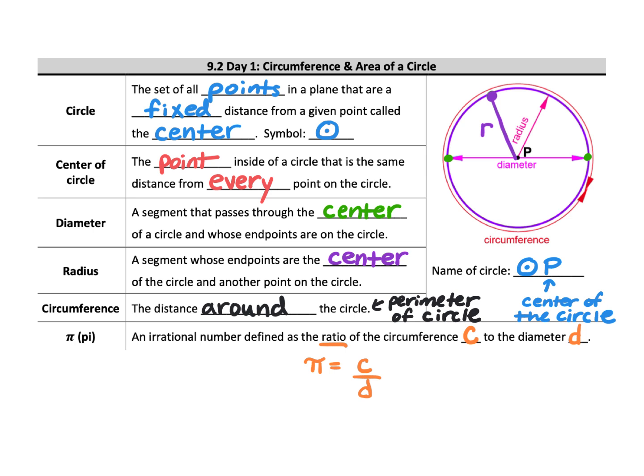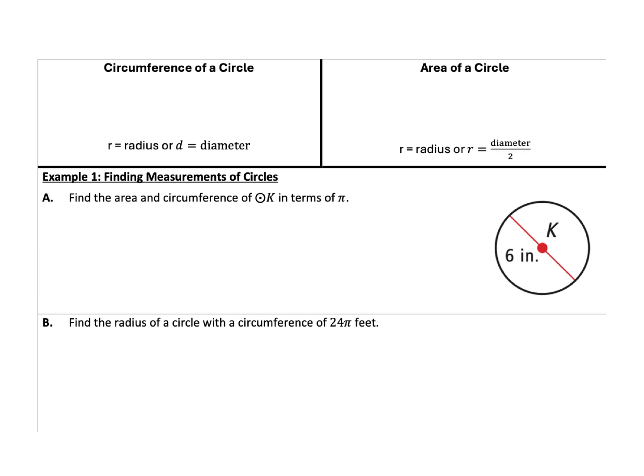So now that we have these vocab words, we're ready to talk about the formulas for the circumference and area of a circle. You calculate the circumference of a circle using the formula C equals pi d or C equals 2 pi r. And pi is that irrational number. We often approximate it as about 3.14. Diameter is the d. And 2r, that's doubling the radius, that's the same as the diameter. So that's why either of these formulas will work.